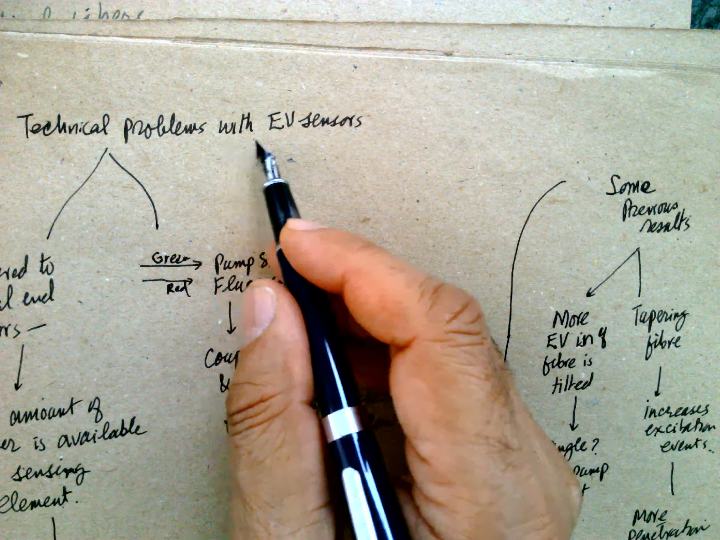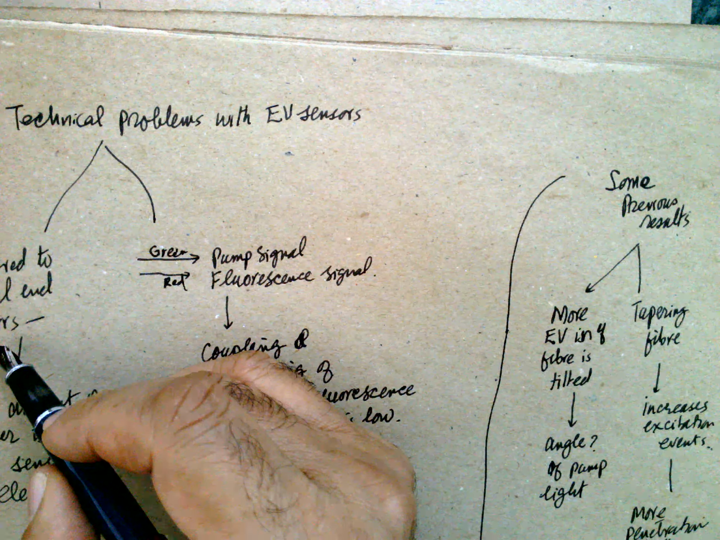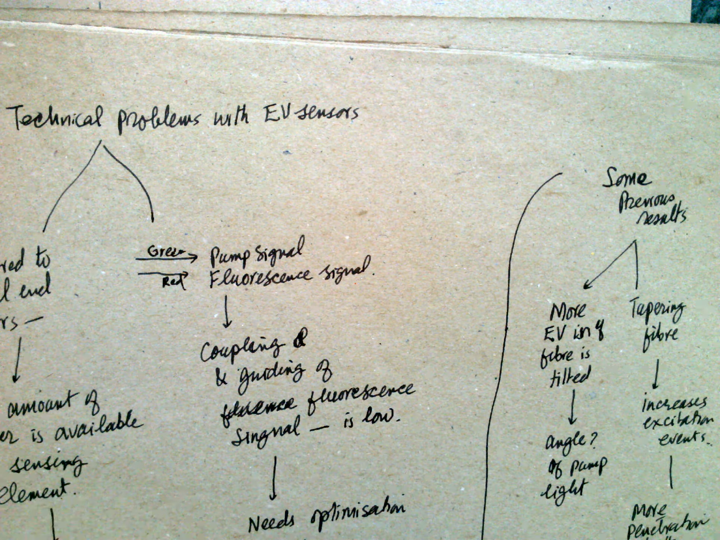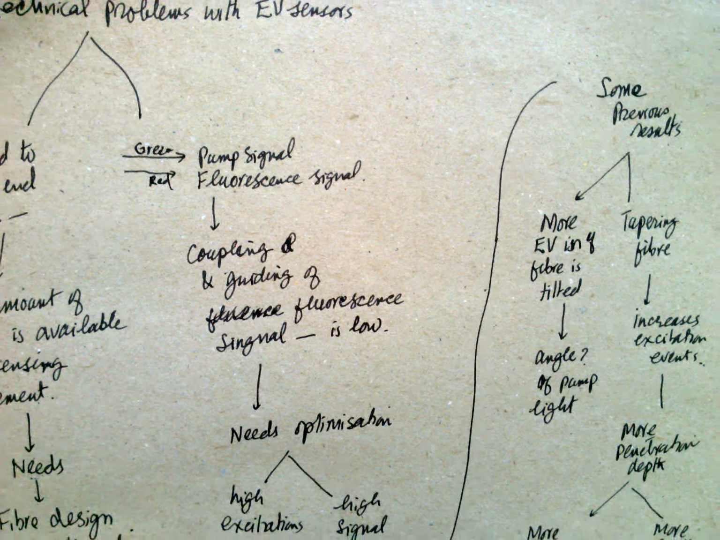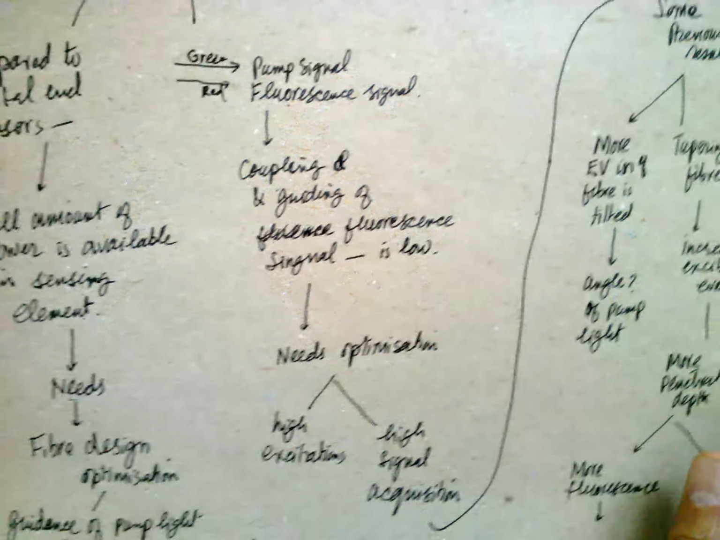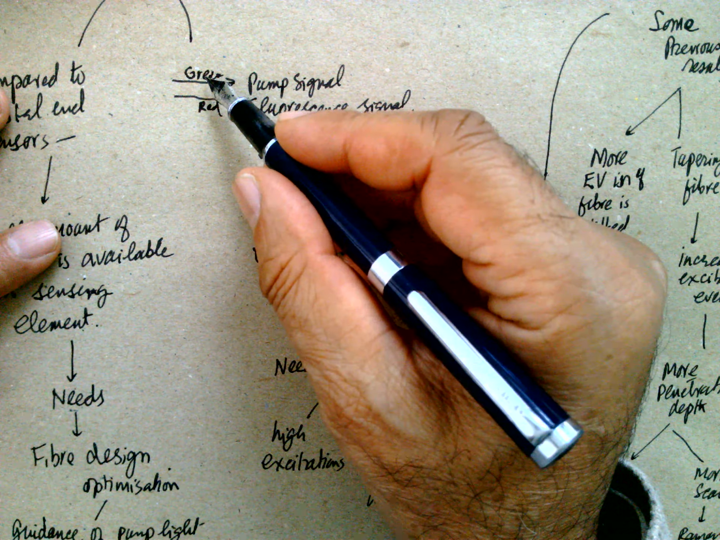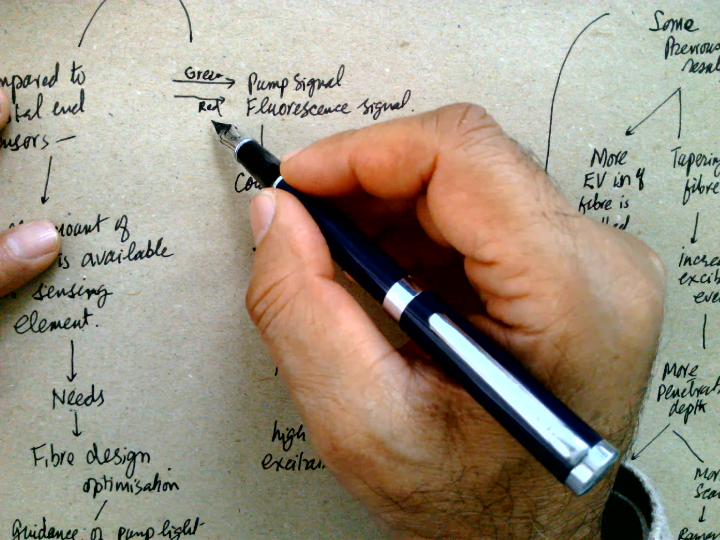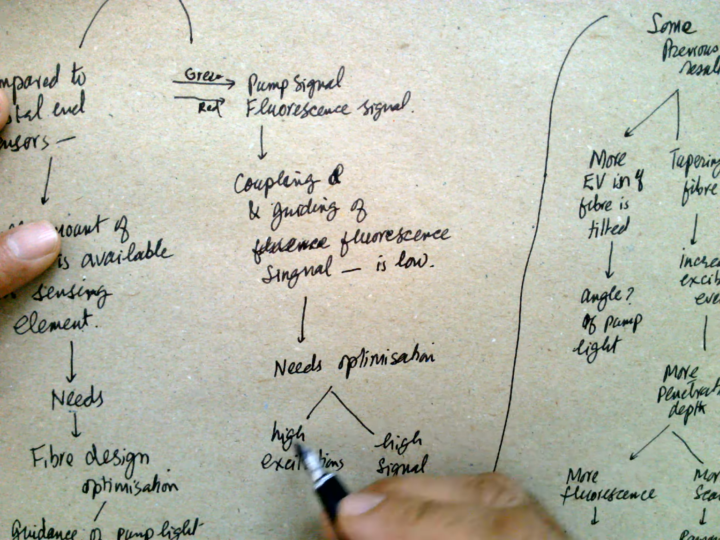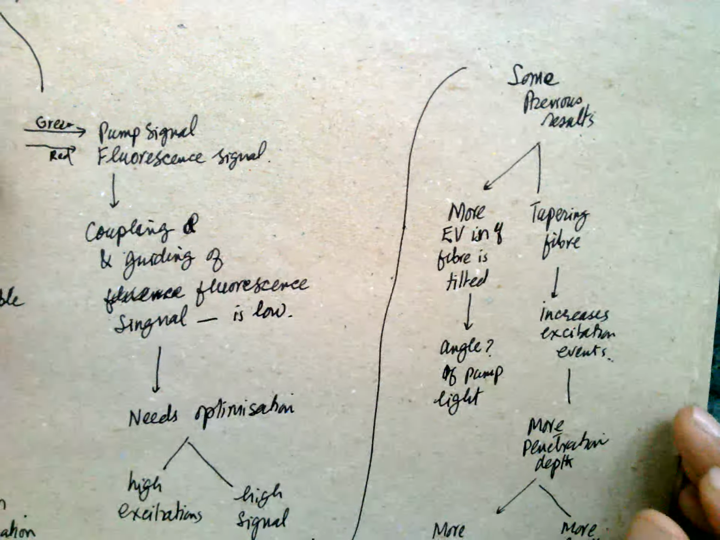Technical profile of the evanescent wave sensor, compared with the distal end sensor. In the distal end sensor, a small amount of power is available in the sensing element and the fiber design needs to be optimized to guide the pump light with the lower effective index difference. On the other hand, the pump signal, say it is green, and the fluorescent signal, which will be red, the coupling and guiding of the fluorescent signal is low. It needs optimization, a high excitation and a high small-signal acquisition in evanescent wave. So this is the problem as well as some benefits.